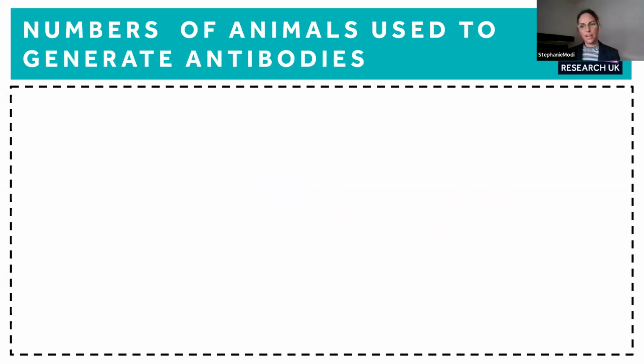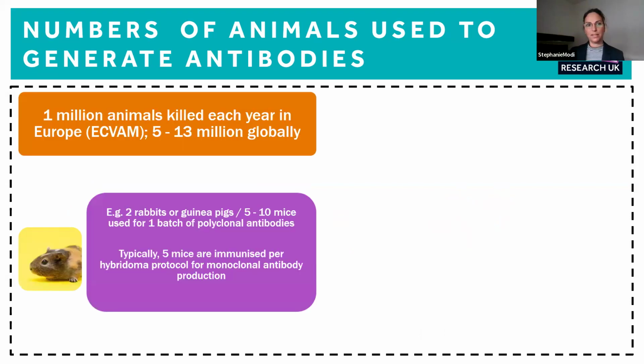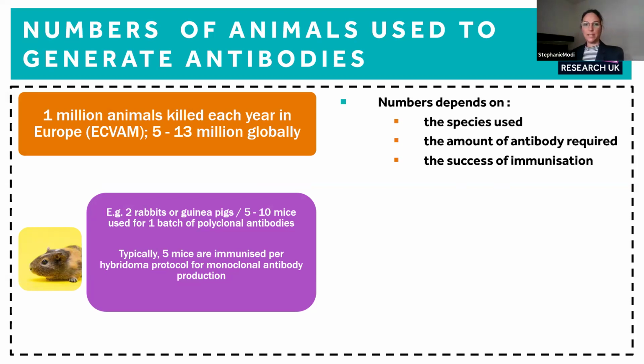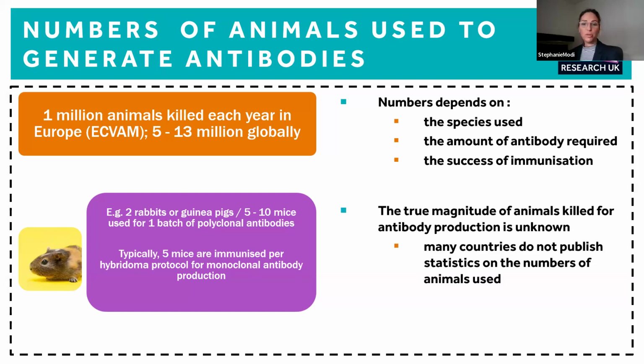And what about the numbers of animals used to generate these antibodies? So ECVAM, which is the European Centre for the Validation of Alternative Methods, estimate that around 1 million animals are killed each year in Europe for antibody production. And it's somewhere between 5 and 13 million animals globally. The number actually depends on the species used, the amount of antibody required, and the success of the immunization. And the true magnitude is actually unknown because a lot of countries don't publish statistics on the number of animals used for antibody production.